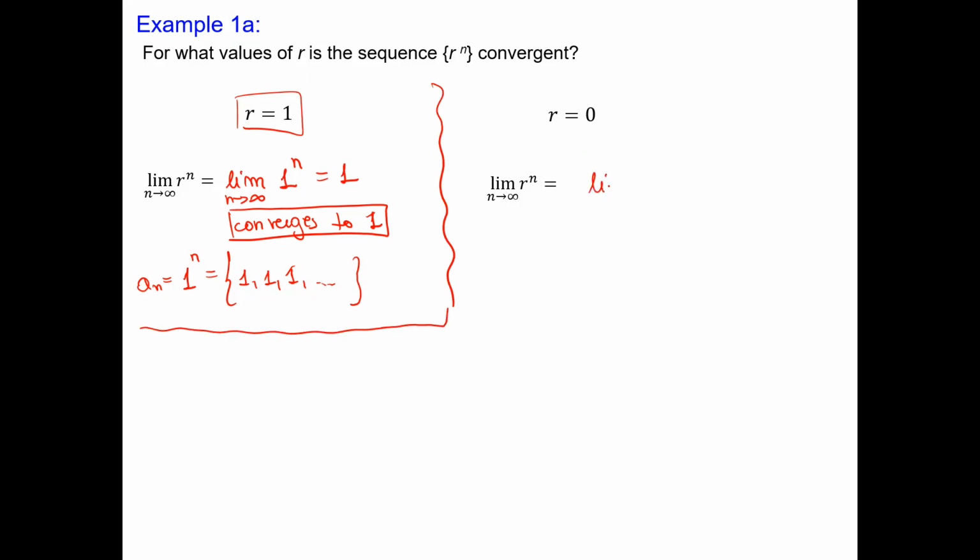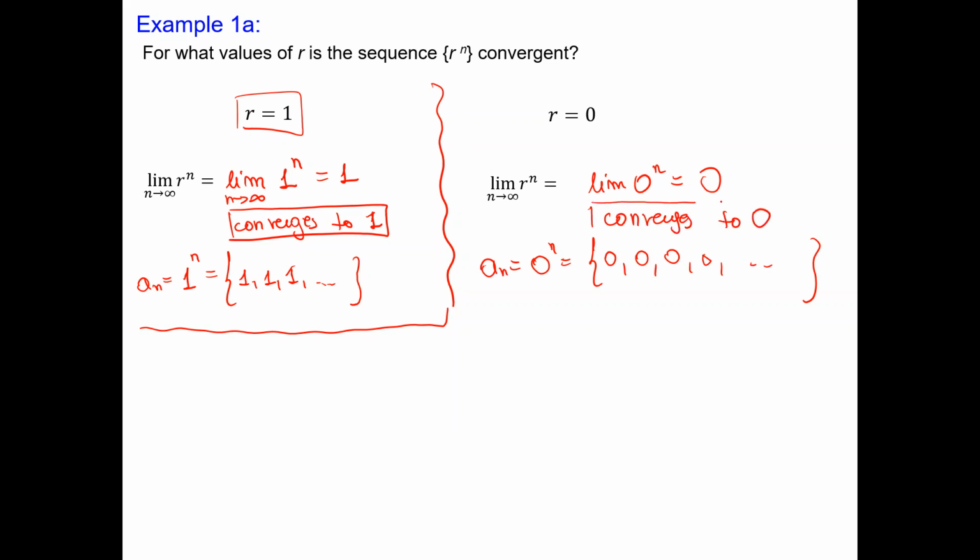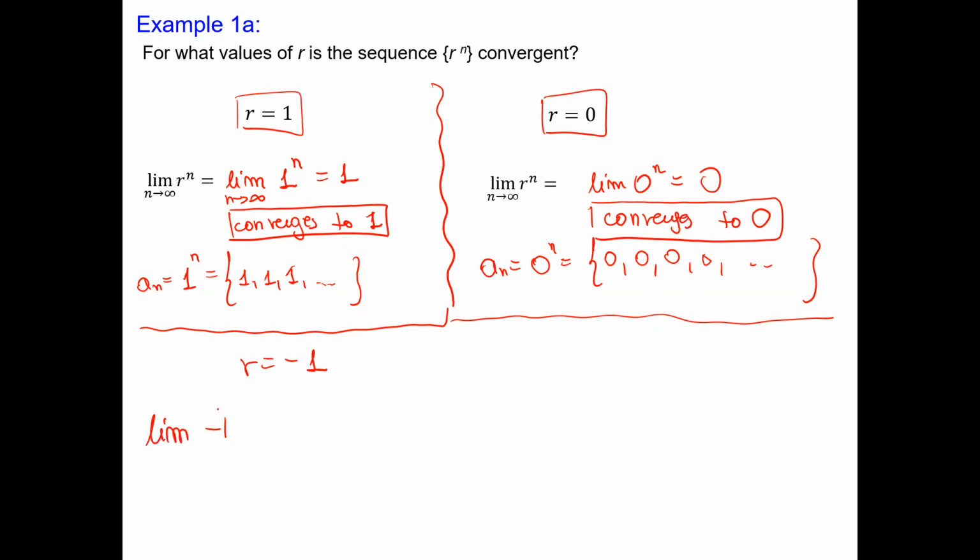Now 0. Similar situation. 0 to the power of 1 is 0, 0 to the power of 2 is 0, 0 to the power of 3, 0 to the power of 4. It is 0. It means when R is 0, which we will avoid, but just in case we end up with this situation, this limit is 0, the sequence converges to 0.